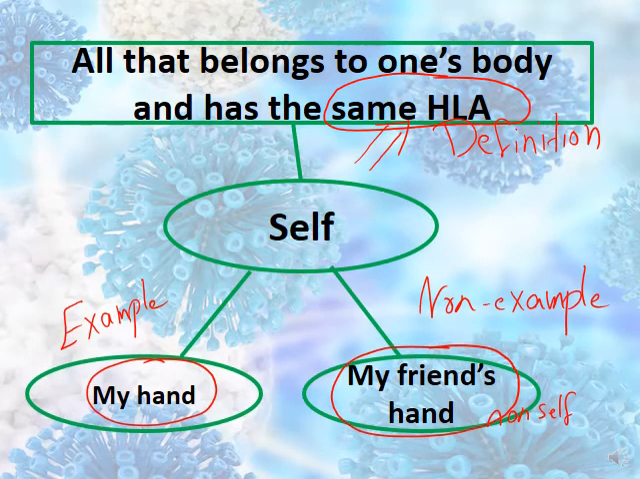So as revision, what is the self? Self is all that belongs to one's body and has the same HLA. Example, my hand, my liver, my pancreas, my kidney, my stomach, my eye. Non-example, my friend's hand, my friend's kidney, my friend's nose. All of them are non-examples.